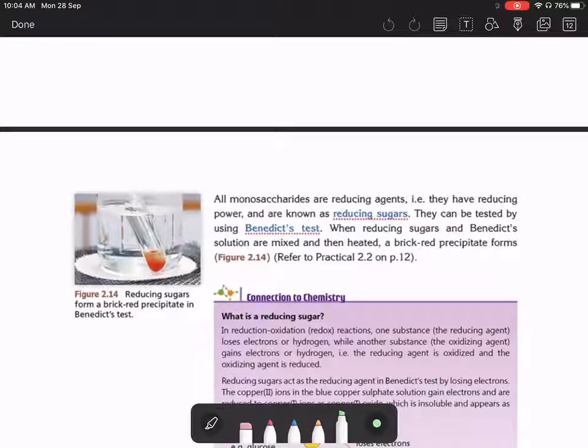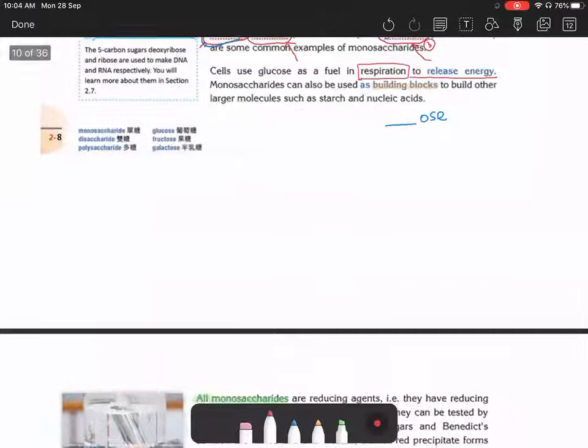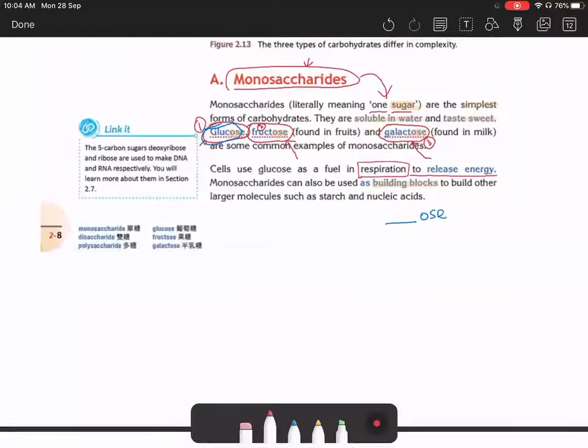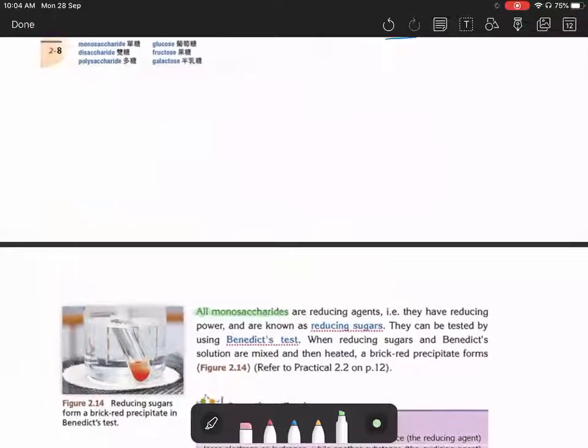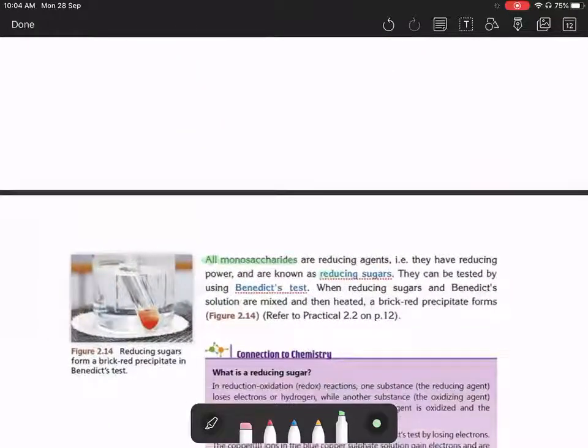Now, all monosaccharides, actually, there are only 3, okay? The 3. So Jim just told us, all end with OSE. And the 3 are glucose, fructose, galactose, okay? All of them are reducing sugars.